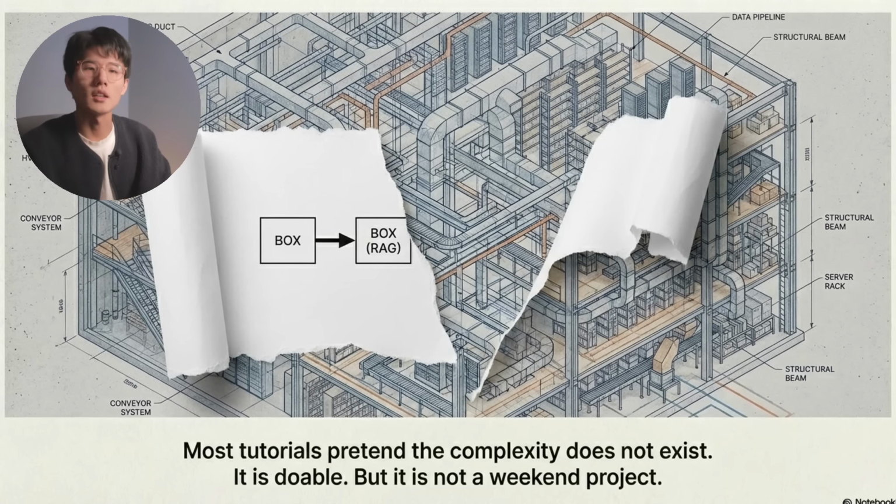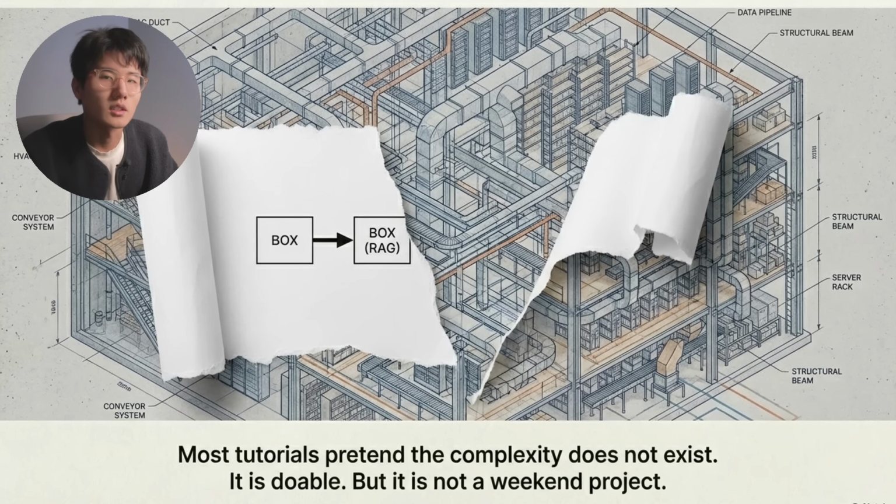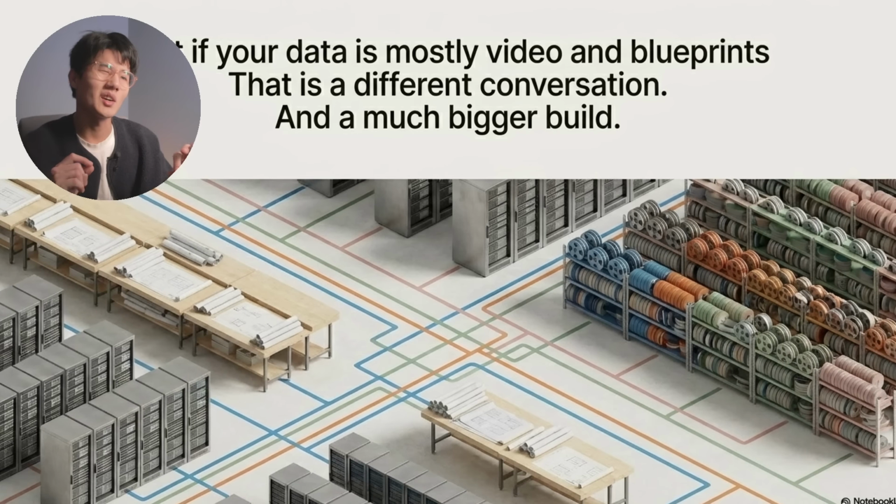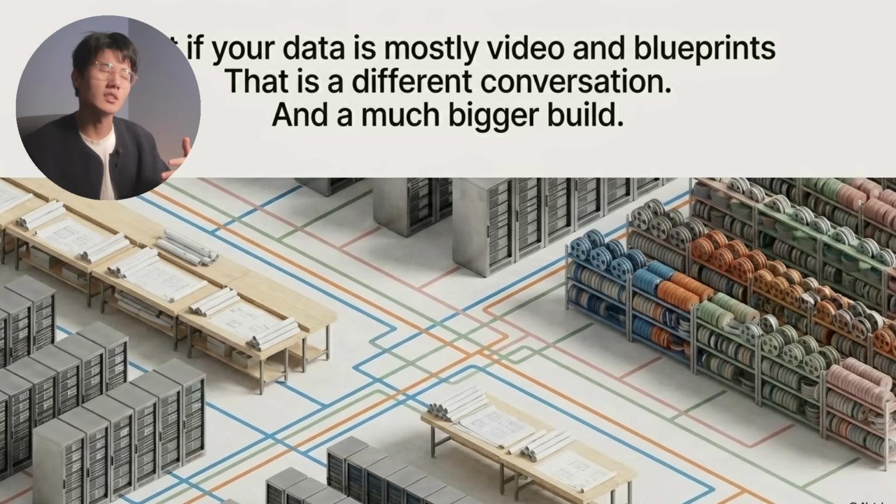I want to be fully transparent and honest with you. If your company's data is heavily multimodal, the engineering effort will jump to probably 5 to 10 times compared to text-only, PDF-based RAG. I don't think it's a weekend project. Even I don't know how. I haven't done it yet. I'm telling you this because nobody else will. Most tutorials will pretend this complexity does not exist, right? So if your data is mostly text with some PDFs, you're fine. The system I'm going to build for you handles that. If you're dealing with video archives and scanned blueprints, that is a different conversation and a much bigger build, because you would have to transcribe everything into words.